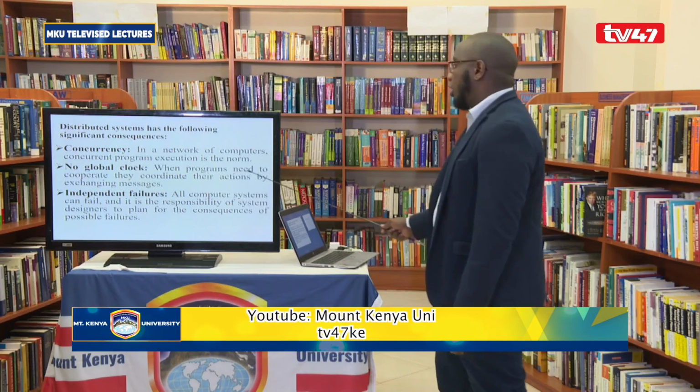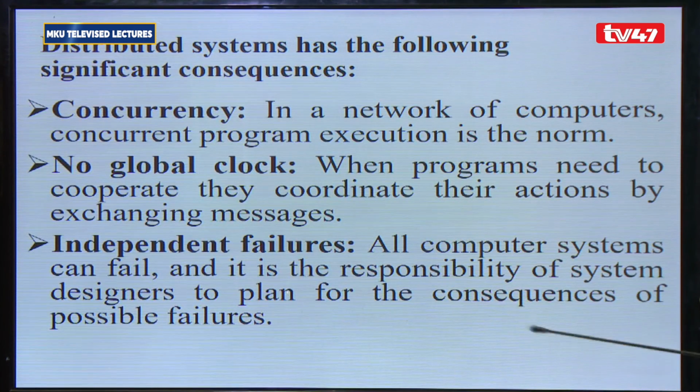No global clock. There comes another challenge. When programs need to cooperate, they coordinate their actions by exchanging messages. And that brings our challenge: no global time. In East African time, let's assume it's now about 12 a.m. But somewhere else, maybe where you've hosted your product or your server, there is another time. So which time will you use? Something to think of. A consequence of a distributed system is that we don't have a single global clock.